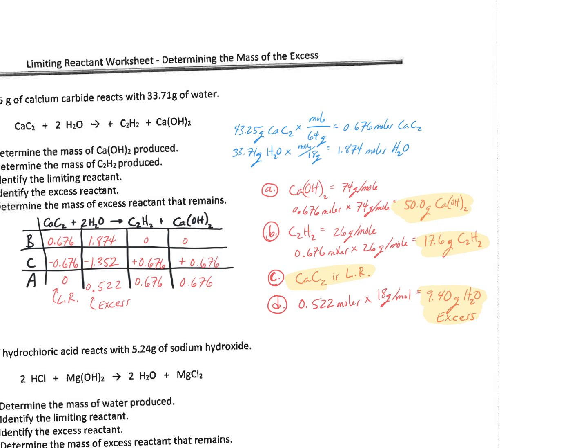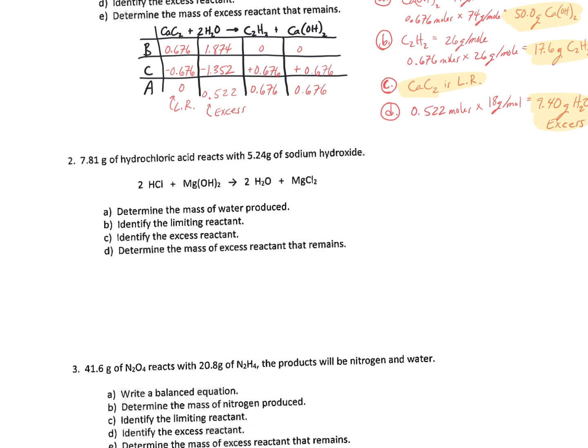Let's try the next one. Okay, so here's the next problem. We're given a certain number of grams of hydrochloric acid, that's HCl, and a certain number of grams of sodium hydroxide. Aha! This is a typo. This is not sodium hydroxide. This is magnesium hydroxide. So we're going to go with the equation here, okay? I will change this.